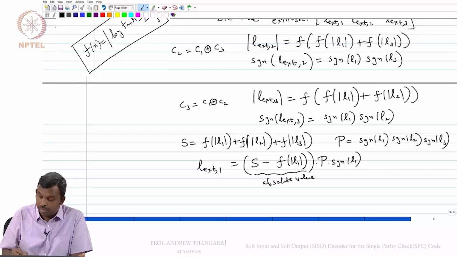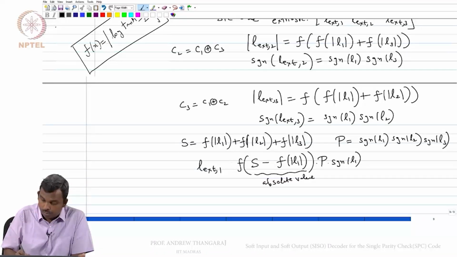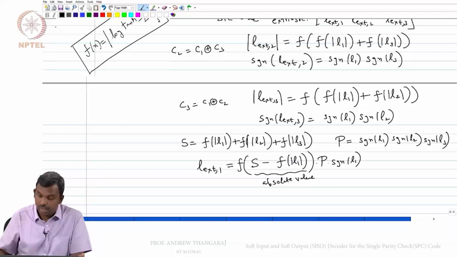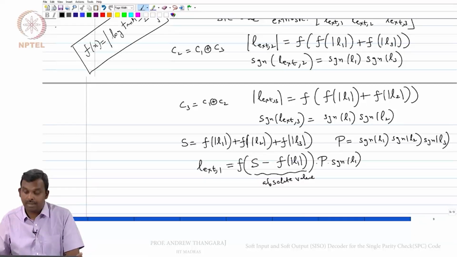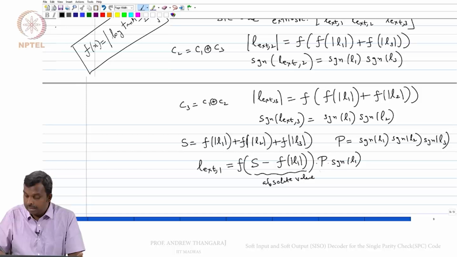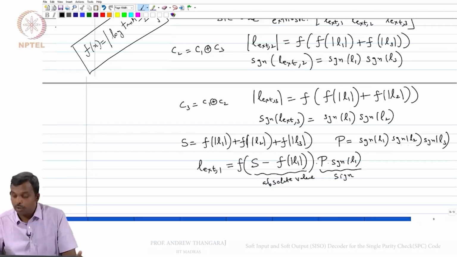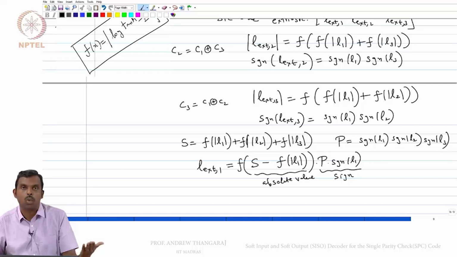I'm sorry, I missed an f. It's f of S minus f of L1, and this is the magnitude, and this is the sign. P is the product of all the three signs, and I am multiplying with sign of L1. So, this will become sign squared of L1, but sign squared of L1 is just 1. So, it will just be sign of L2 times sign of L3.